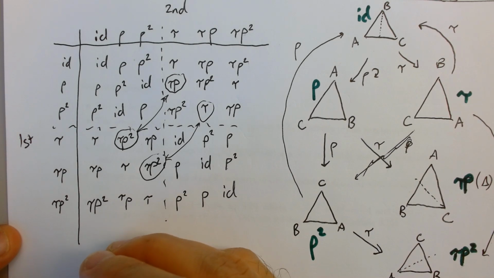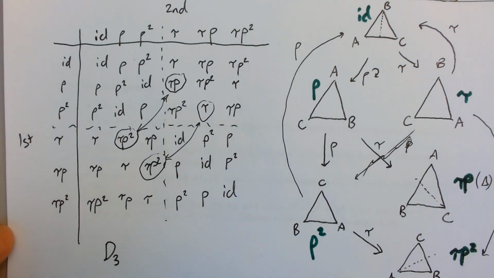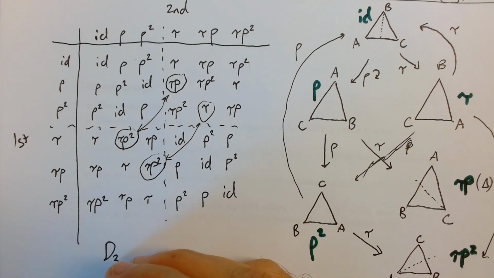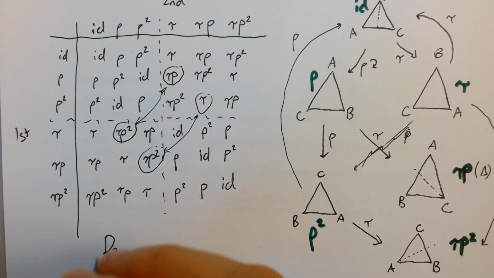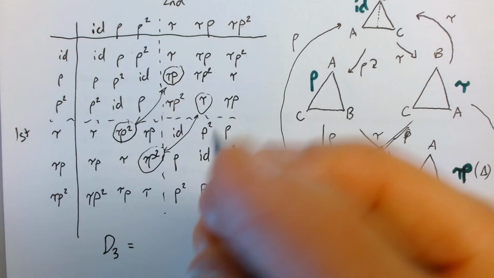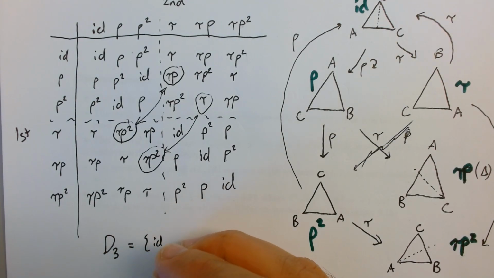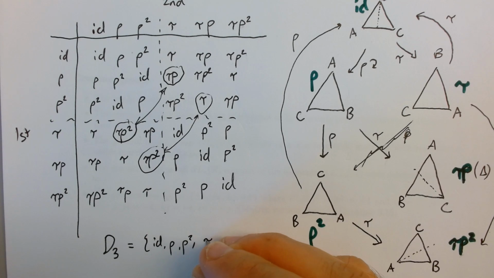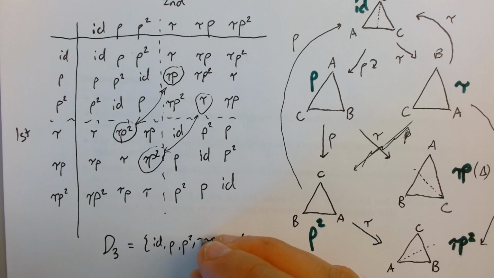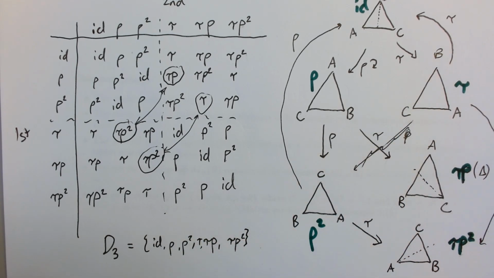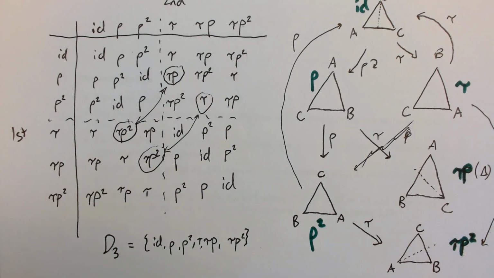So we usually call this one D3. In general, we'll have an n here for an n-sided object, 3 for a 3-sided object. So D3 is just the equilateral triangle, but we'll look at D4 later, which will be the symmetries of a square. So these are your regular polygons. And we can say that this is the set, of course: the identity, rho, rho squared, tau, tau rho, tau rho squared. Oops, I forgot tau in there. So it has 6 different symmetries.